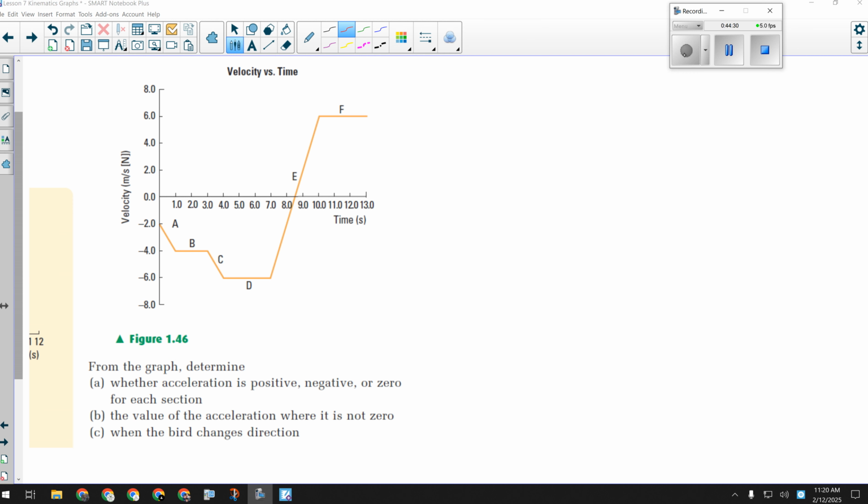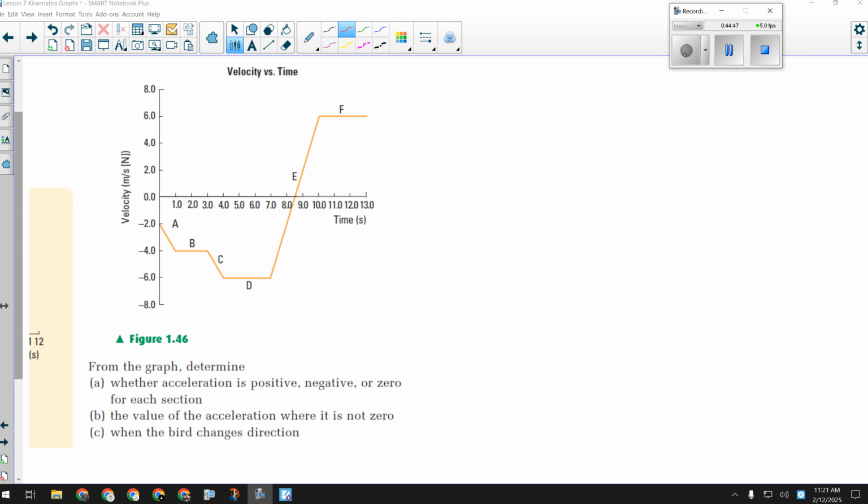So for part A, is the acceleration positive, negative, or 0 for each section? In section A, it is negative. Section B, it's 0. C, negative. D, E, and F, 0.